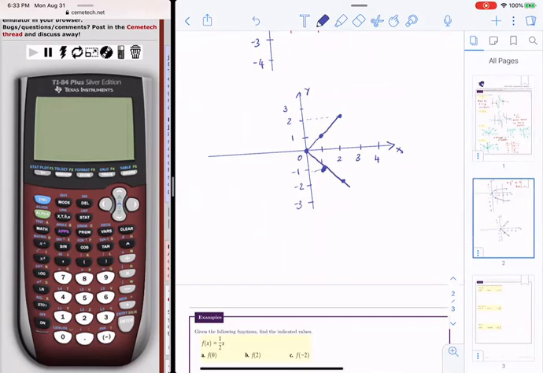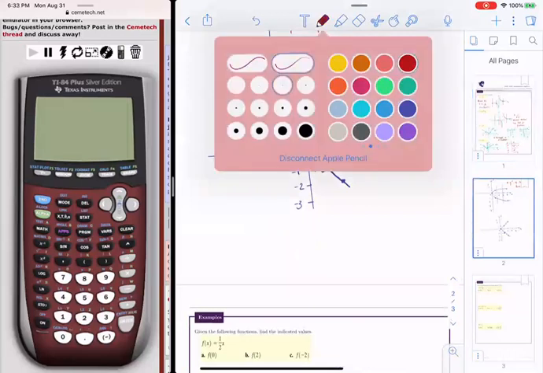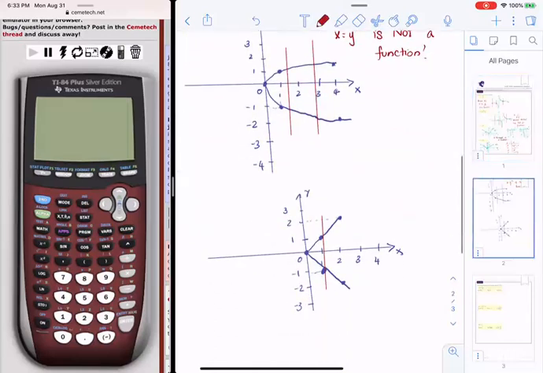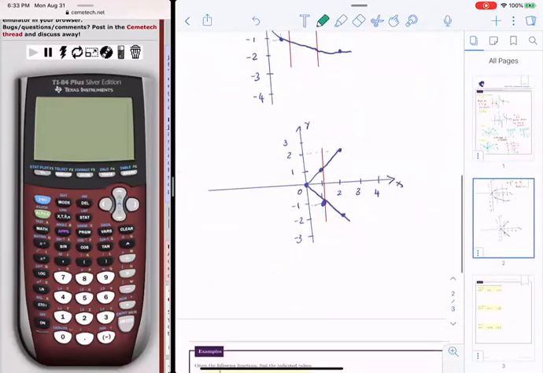And would it pass the vertical line test? It is not going to. So if I draw a vertical line, it's just not going to pass it because it touches 2 different points. So x equals absolute value of y is not a function either.